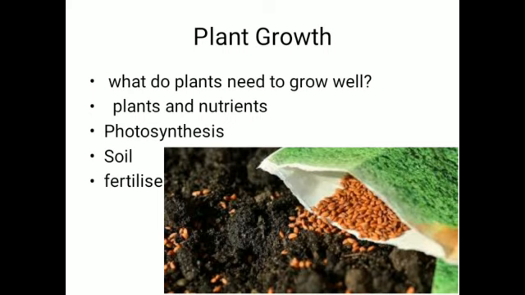So today is a winding up class of chapter number 3, plant growth. We have discussed all of the topics in detail. What do plants need to grow? The conditions in which plants show their maximum growth. We studied about plants and nutrients, the process of photosynthesis, the conditions of photosynthesis, and the raw materials required for photosynthesis, and the products of photosynthesis. Then we studied about soil, the type of soil particles and their properties, and we also studied about fertilizers.